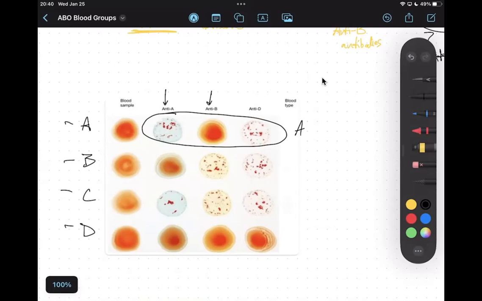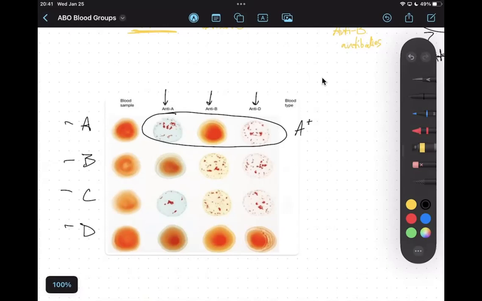So that means this person's blood does not have any B. So it's not B blood and it's not AB blood. So we know that we're dealing with type A. And then when we look at our final blood drop here, we see that when we added the anti-D serum, it did agglutinate. So that means that the D or the Rh antigen is present. So that means that this is A positive blood.